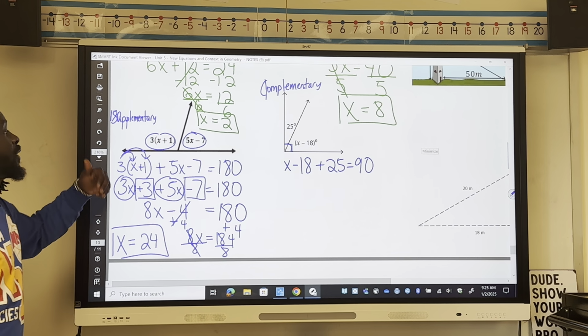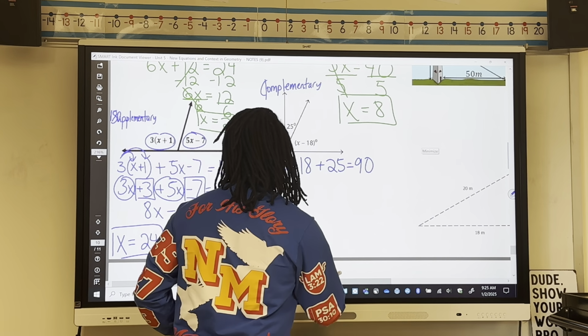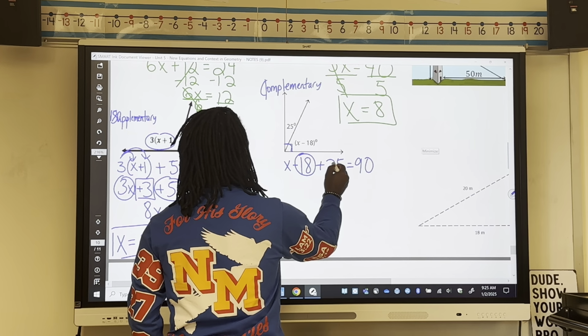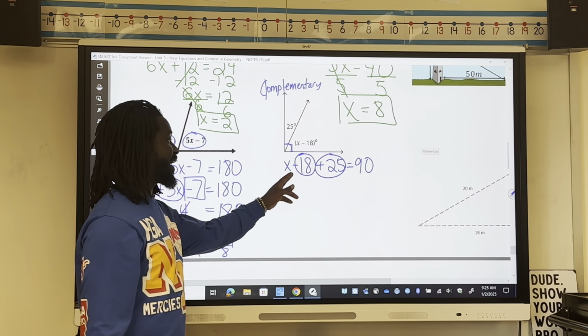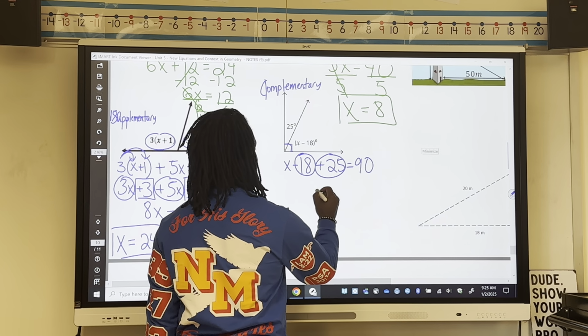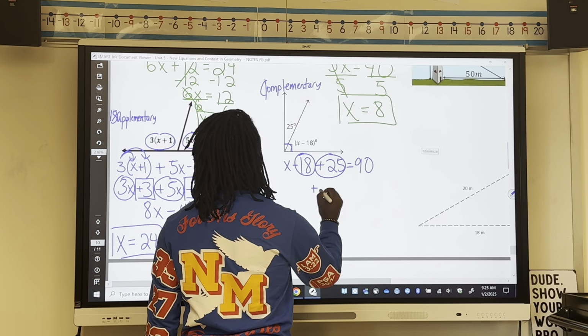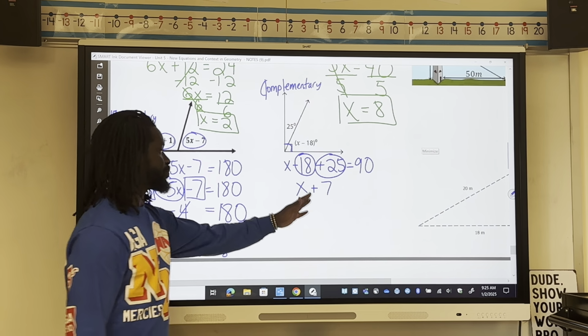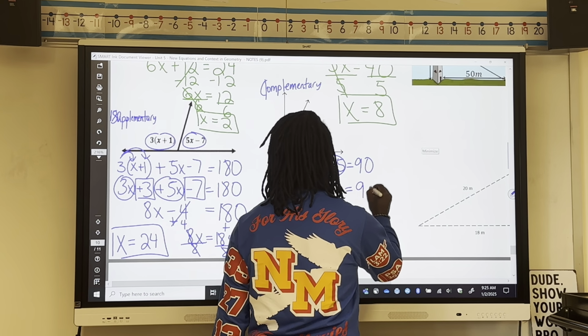All right. Now let's move on to the next one. Once I get here, all I have to do is combine my like terms. Negative 18 and then a positive 25. That's going to give me a positive 7. Okay. I'll just bring my x down. So x plus 7 equals 90.